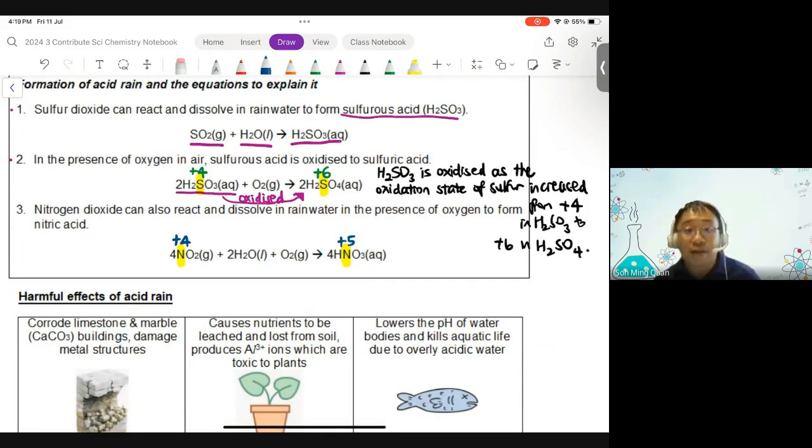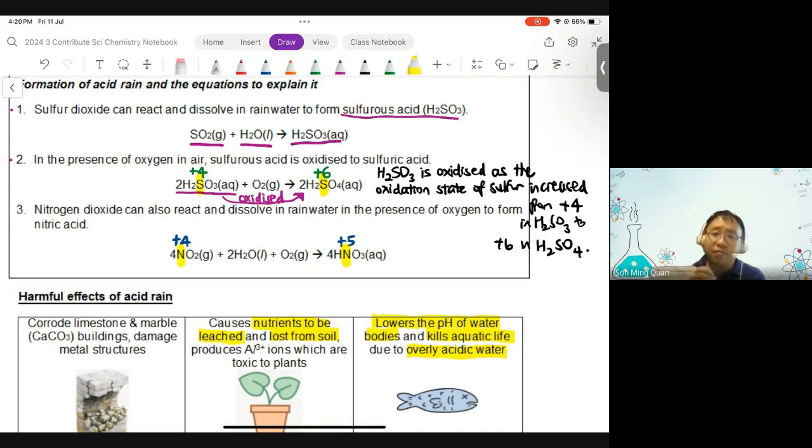And finally, the harmful effects of acid rain. So as mentioned, acid rain is very, very acidic and therefore it corrodes limestone. Limestone is calcium carbonate. Marble is also calcium carbonate. Because they are carbonates, they react with the acid. Besides carbonates, metal structures also are corroded by acid rain. Next, acid rain, because it's acidic, it causes nutrients to be leached and lost from the soil. Okay, leach means the nutrients flow away, they escape, they are lost from the soil. Okay, and in the process, acid rain also produces Al3+ ions, aluminum ions, which are toxic to plants. And finally, when the acid rain falls into the rivers or the lakes, that lowers the pH of the lakes and rivers. And you can imagine the fishes, the shellfish, they will not be able to survive in this overly acidic water. Okay, so these are the main harmful effects of acid rain, which you will need to know.